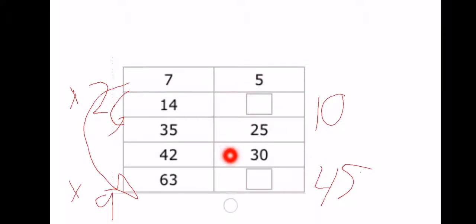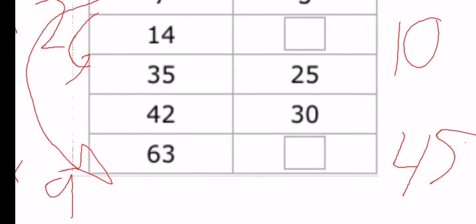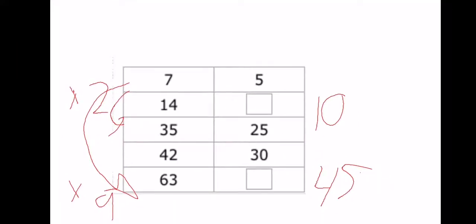I have another missing one. How can I get it? The same way. 7 multiplied by what will give you 63? Yes, multiply by 9. So do the same. 5 multiplied by 9 will give you 45. So the missing number on this ratio is 45. So the ratio here is 63 to 45. This is the first way.